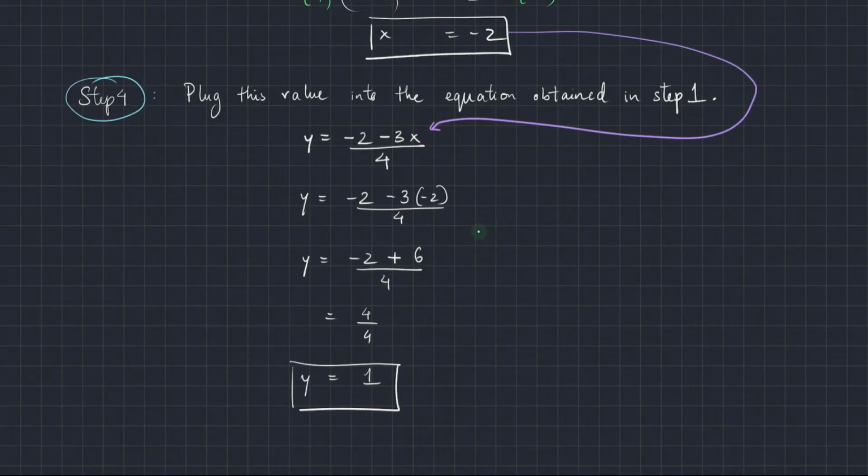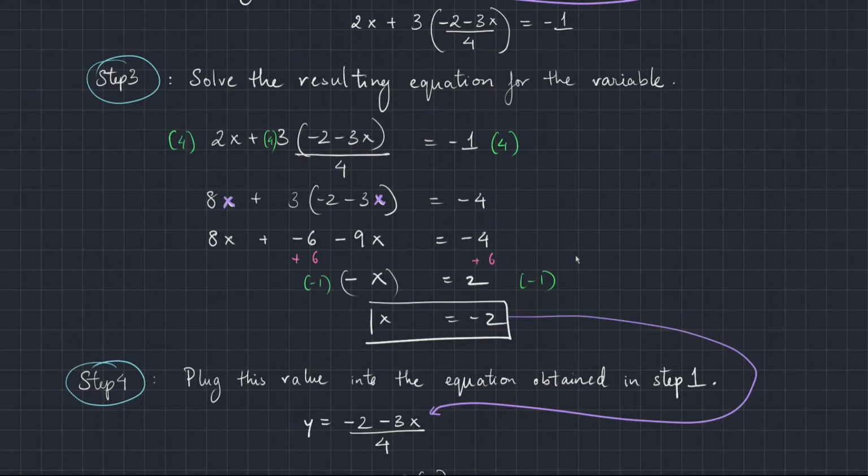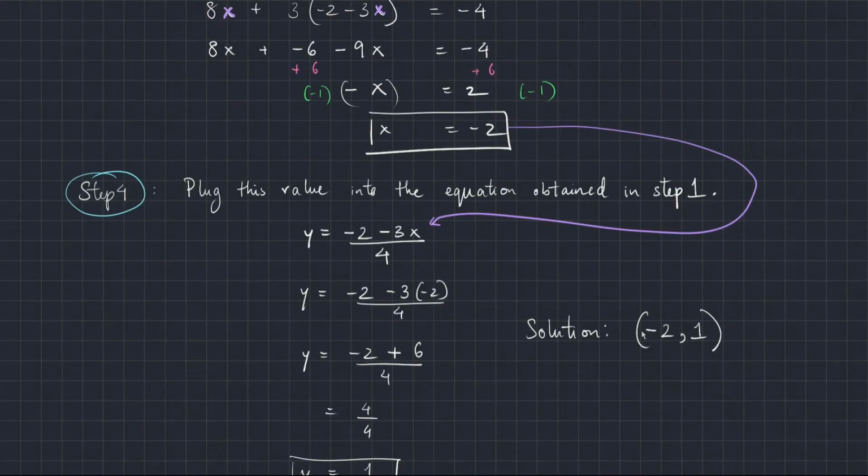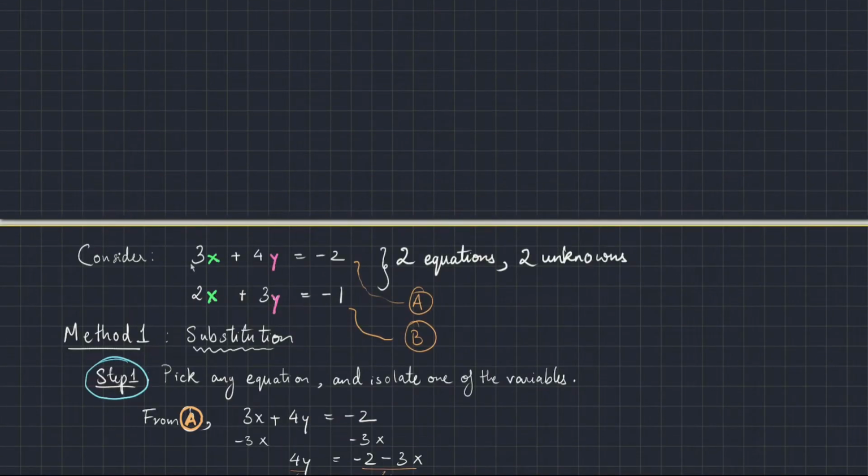And therefore, the solution to this system of equations, we're going to write as an ordered pair: negative 2, 1. I highly encourage you to check this solution by plugging these values back into the original equations, which are 3x plus 4y equals negative 2 and 2x plus 3y equals negative 1. Both these values of x and y must satisfy both of these equations.